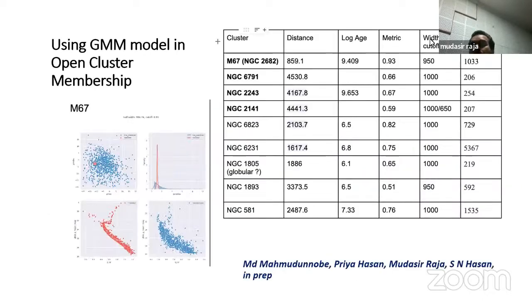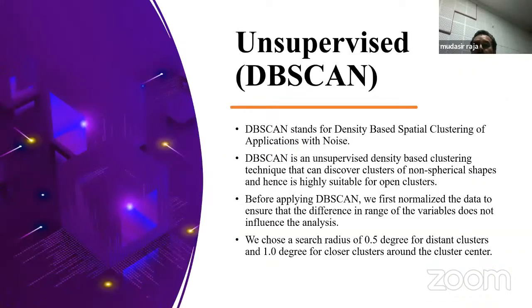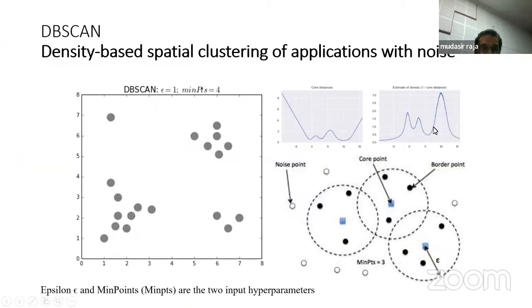So these are our results. This is for M67. These are the members we got for different clusters. And then comes DBSCAN. In the case of DBSCAN, we also choose a search radius of 0.5 for distant clusters and 1 degree for the closer clusters.